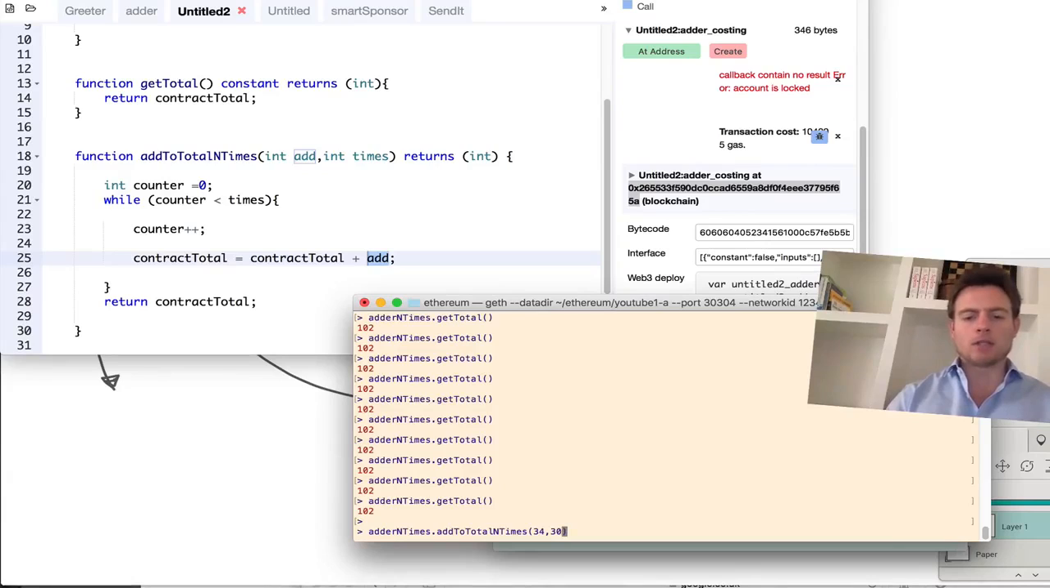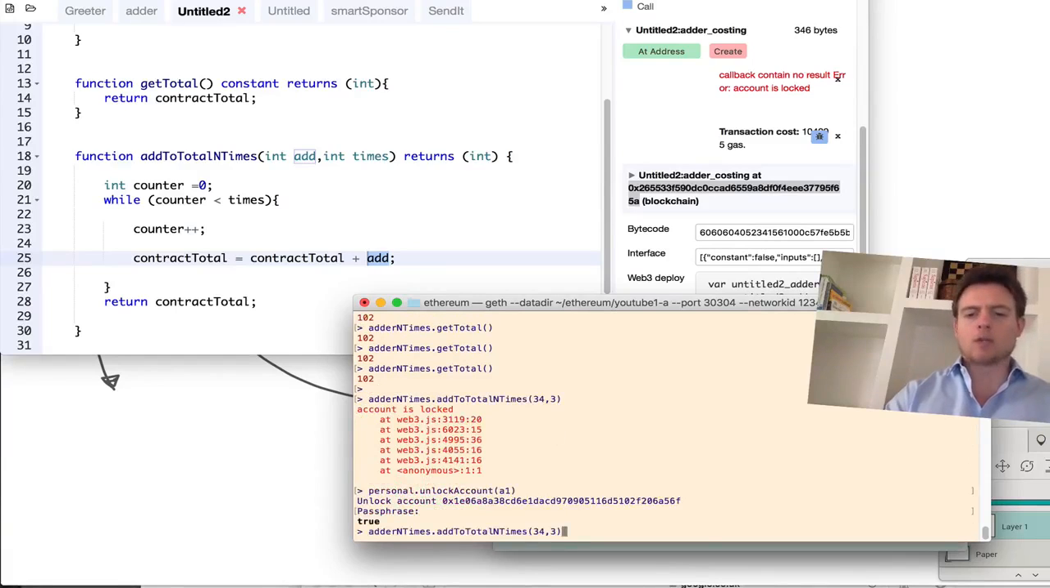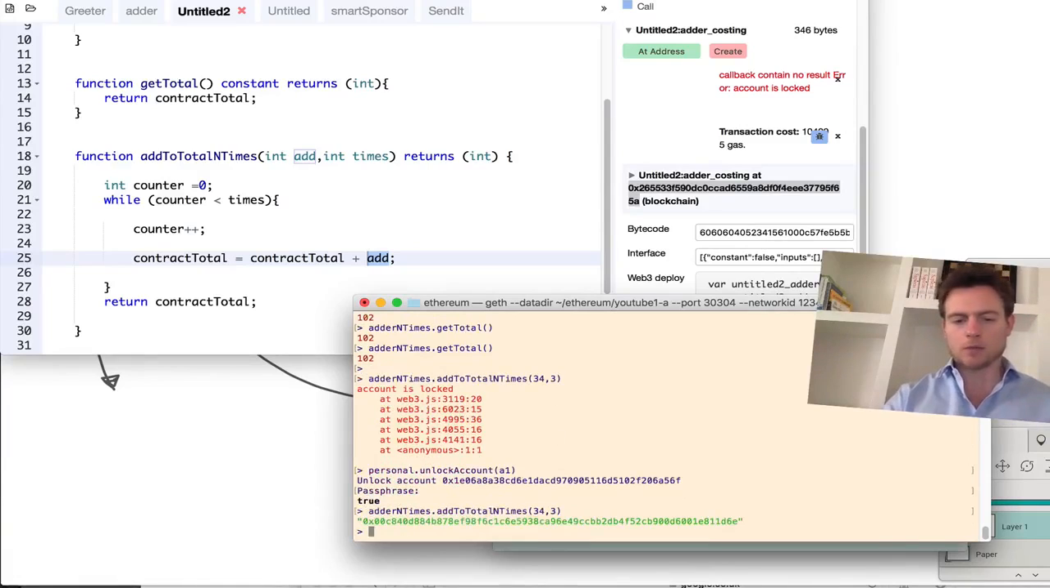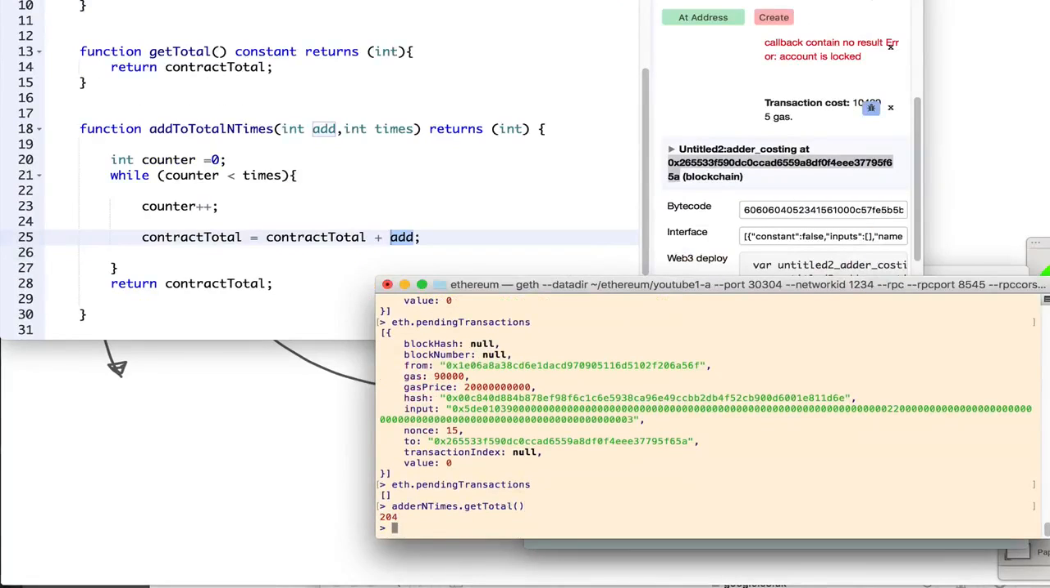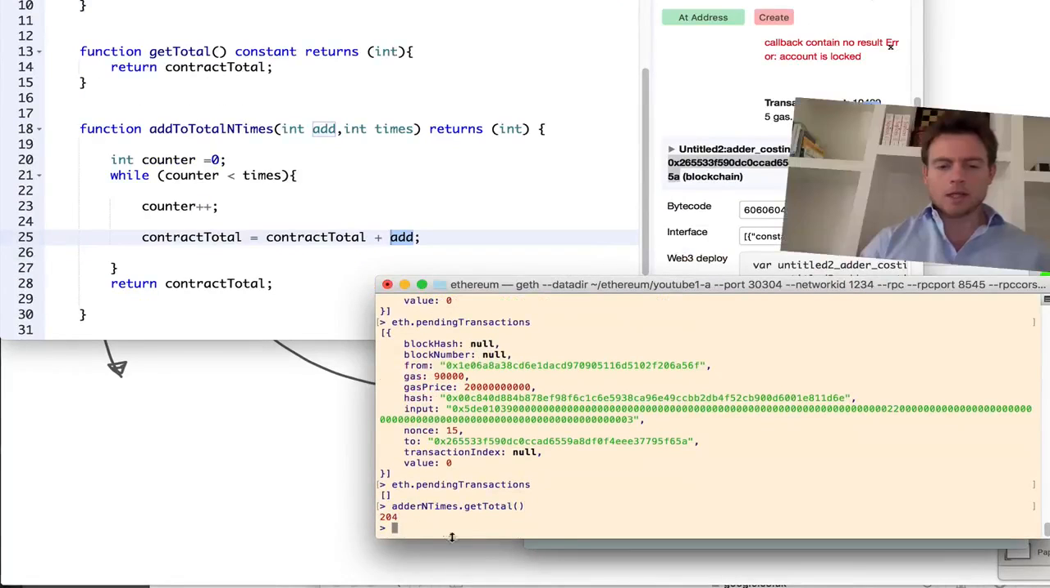Well, let's try 3 times again, right? Let's try adding 34 to the total 3 times again. So that transaction has gone through now, and lo and behold, the total is now 204. So this has shown us a very interesting thing, right? And I hope this is clear.